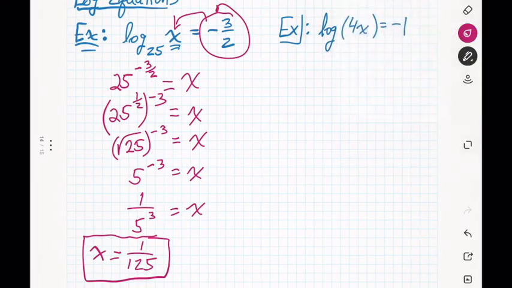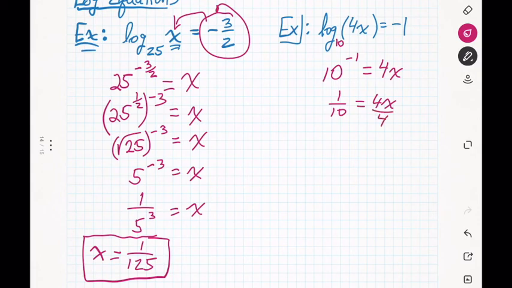All right, let's solve this equation. Now, this one might require a calculator, so let's be prepared. The base of this problem: it's a common log, so you need a base of 10. So the base is 10, the exponent is negative 1, and it's equal to 4x. We're trying to solve for x here, so 10 to the negative 1 is the same thing as 1/10. So we have 1/10 equals 4x. Now to solve for x, we need to get rid of the 4, so we're going to divide by 4 on this side.